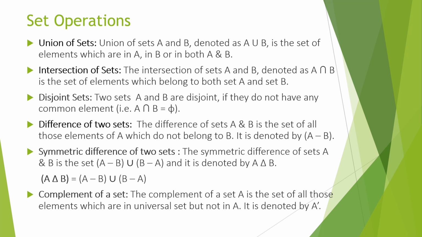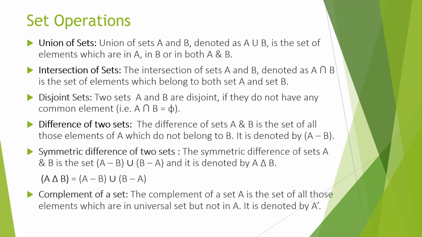Intersection: the intersection of sets A and B is denoted by A intersection B, and it is the set of elements which belong to both A and B. It should compulsorily belong to both A and B. Disjoint sets: two sets are disjoint if their intersection is the empty set, which means they do not have any common element. Difference of two sets is denoted by A minus B, and it is the set of all those elements of A which do not belong to B. A minus B means the set of all those elements of A which do not belong to B.